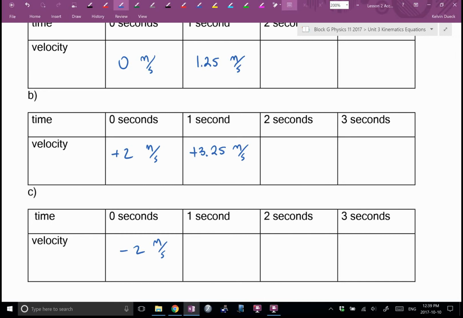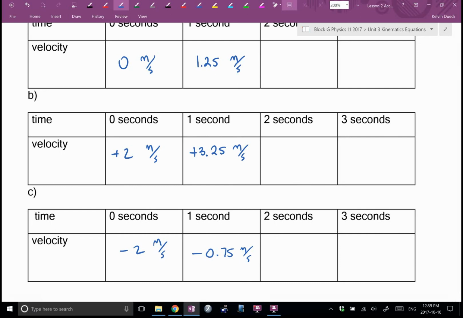I'll give you a hint. Still negative. Yeah. Still going backwards, but not as fast. You okay with that? This is a sucky way to do it. We're going to find a shorter way to get to our answers, but we'll start out doing it this way.